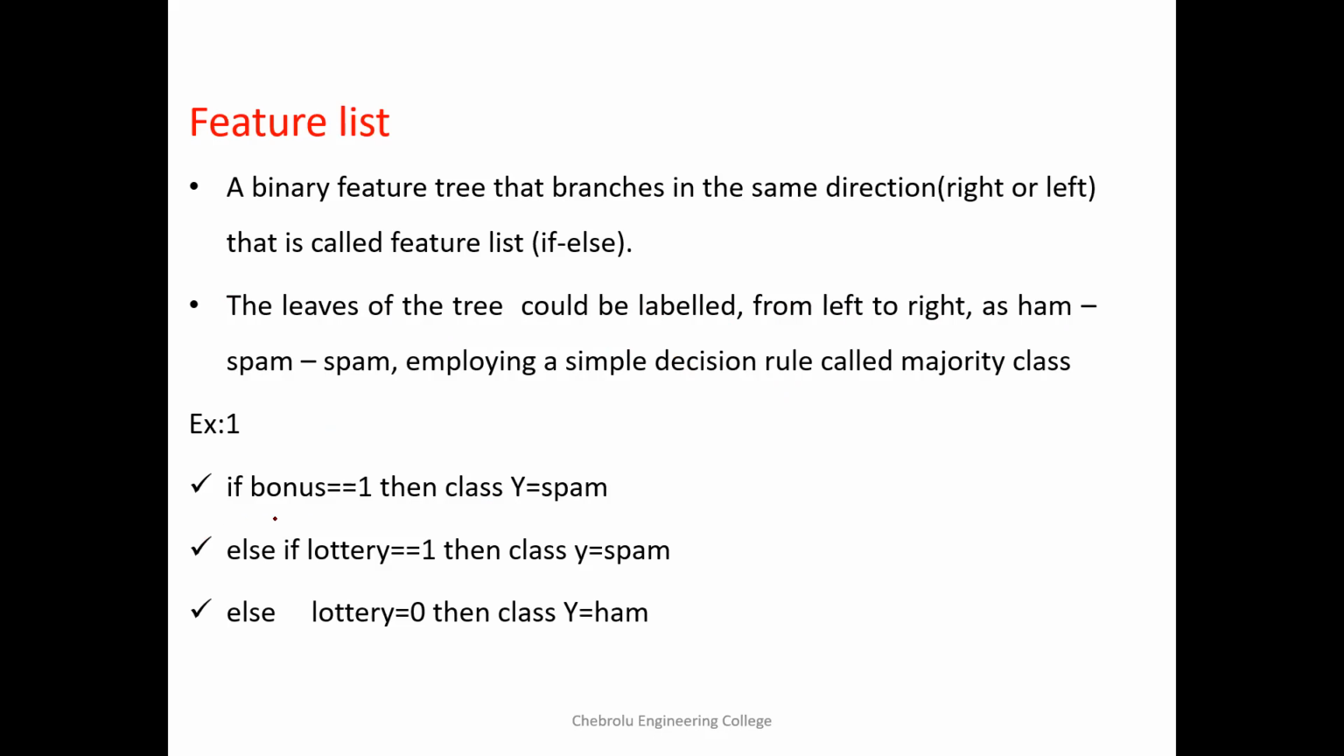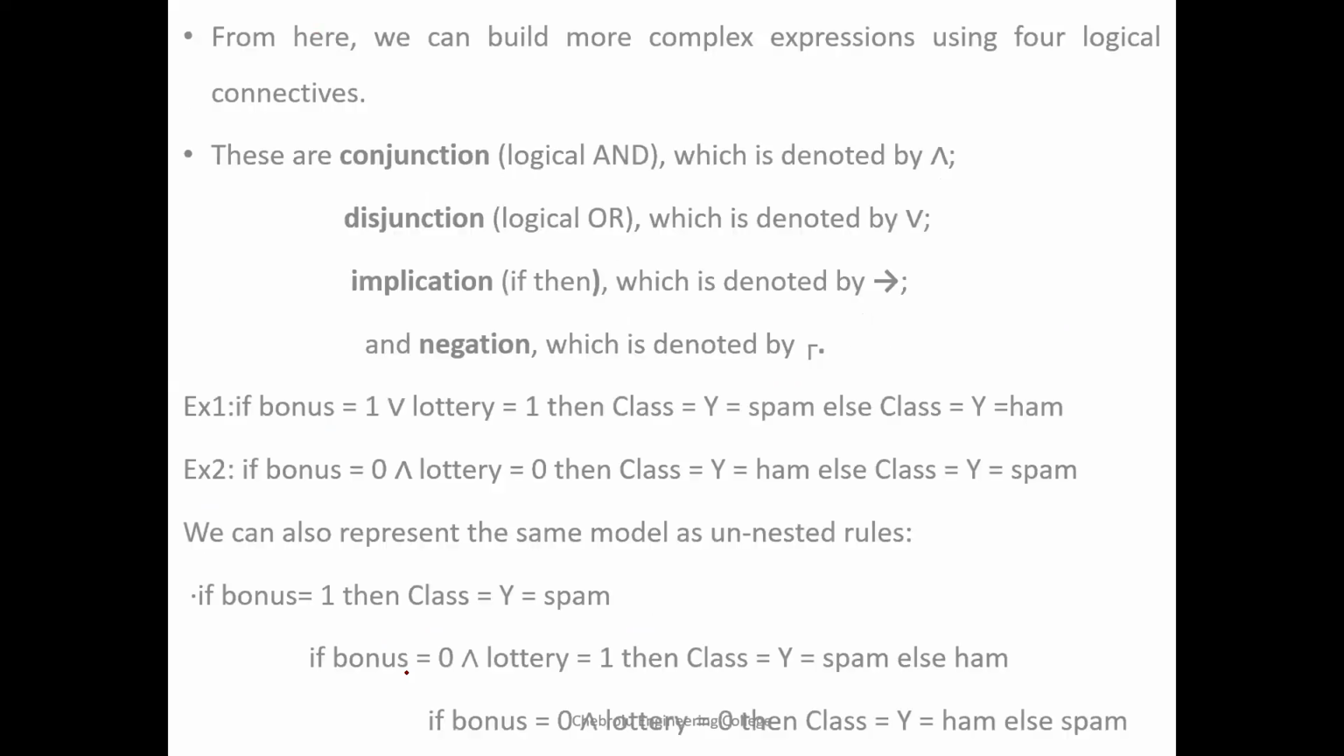For example, if Viagra is 1, then class Y is spam. Else, if lottery is 1, then class Y is spam. Else, lottery is 0, then class Y is ham. And even if this bonus may have again an else part, that else part can again be ham, something like that. From here, complex expressions can also be used, my dear friends.